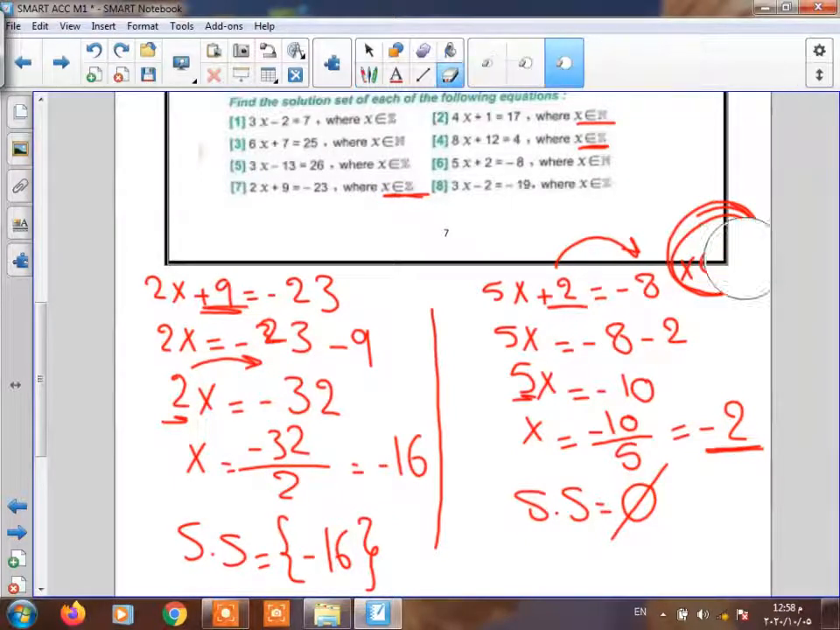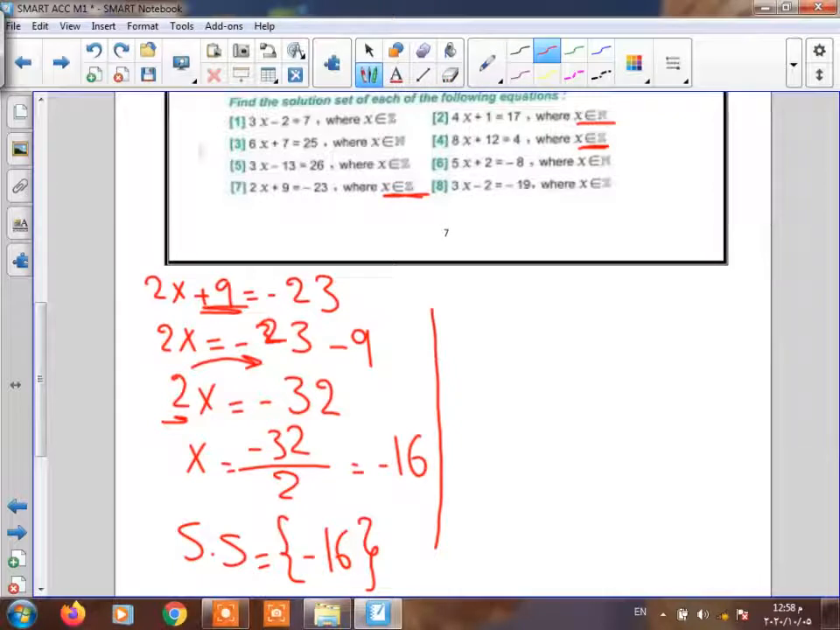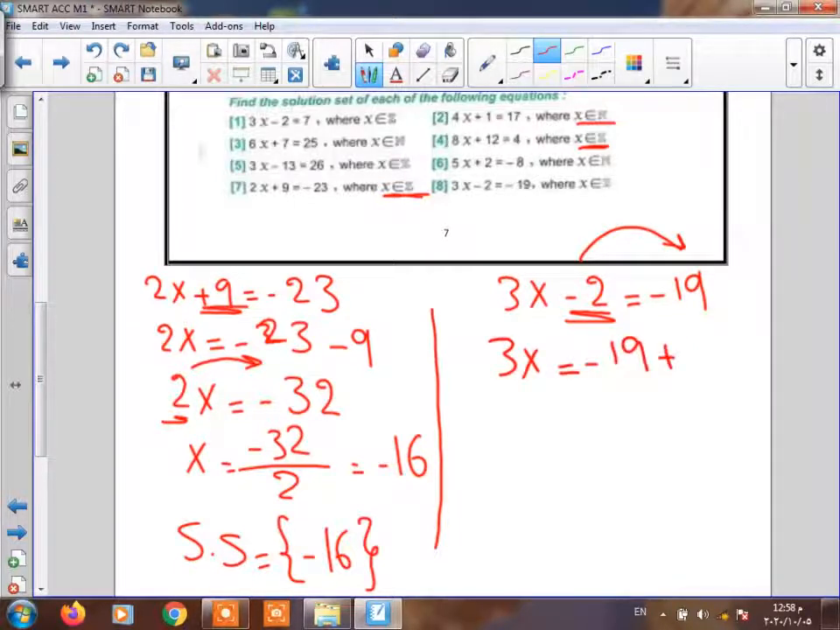Okay, let's solve the last one. 3x minus 2 equals negative 19, and x belongs to Z. The first step, take minus 2, put it on the other side by changing the sign from minus into plus. It will be 3x equals negative 19 plus 2. Here 3x equals negative 17. And then we change the 3 to be divided. x equals negative 17 divided by 3.